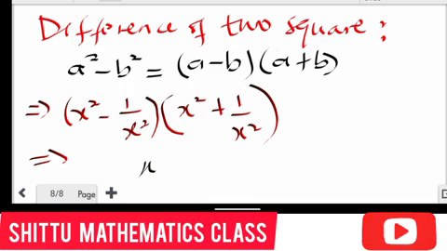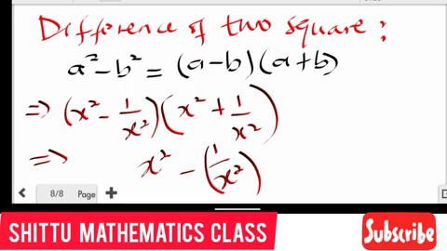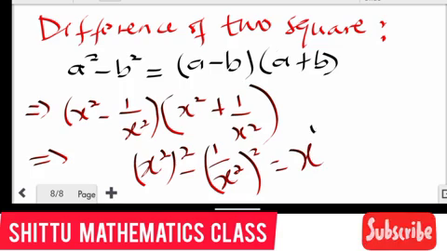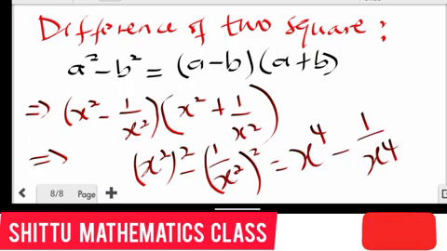We are going to be having x² minus 1 over x² into the bracket, like this, because it's the difference of two squares. So this is going to be x⁴ - 1/x⁴. Are you getting it now? So therefore we go further.